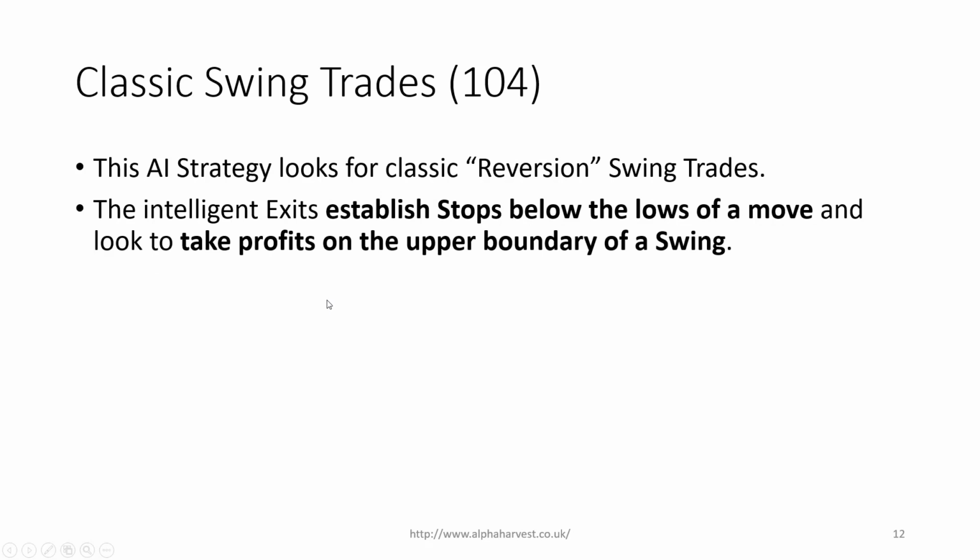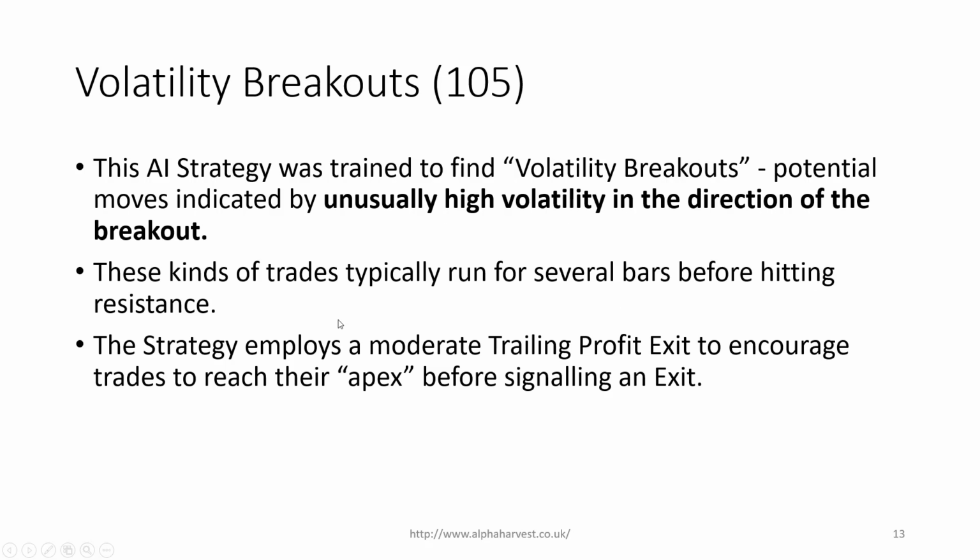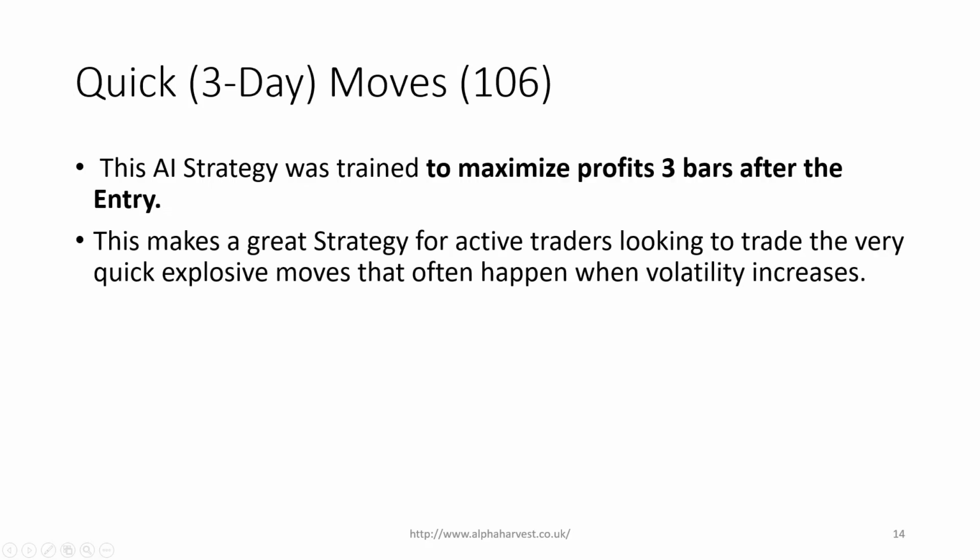The other one is classic swing trades, where we look for really a reversion to the mean type of swing trades. Volatility breakouts are also very successful for options trading, where you have unusually high volatility in the direction of the breakout. So this is also something very good to use. Quick 3-day moves: this AI strategy was trained to maximize profits on 3 bars after the entry. So this is kind of the quick swing trades, also ideal for options trading.